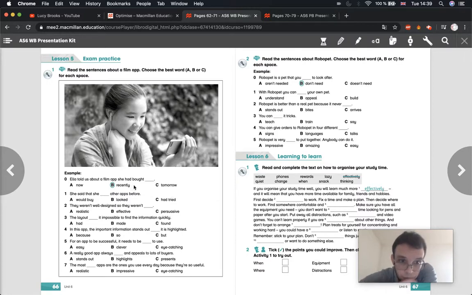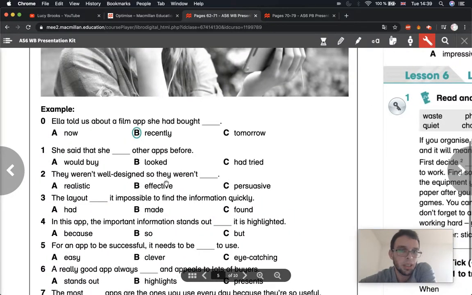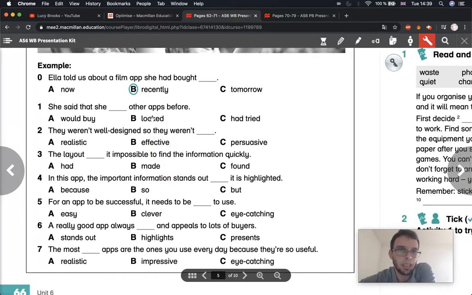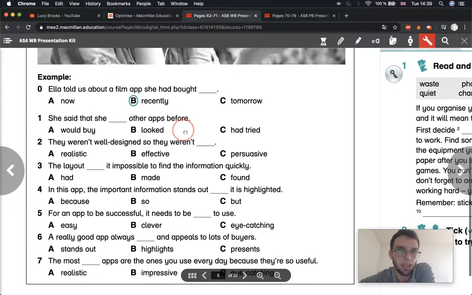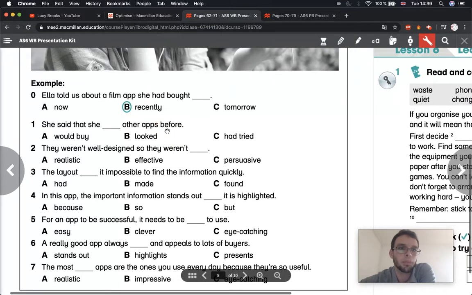So now a lot of times you can see if the word fits grammatically, okay, and then you can look at the meaning of the word and see if it makes sense in the sentence, okay? So, all right, let's have a look. I'll do the first one. We'll look at the example, and we'll do number 1 together, okay? And then I'll leave you to do it on your own.